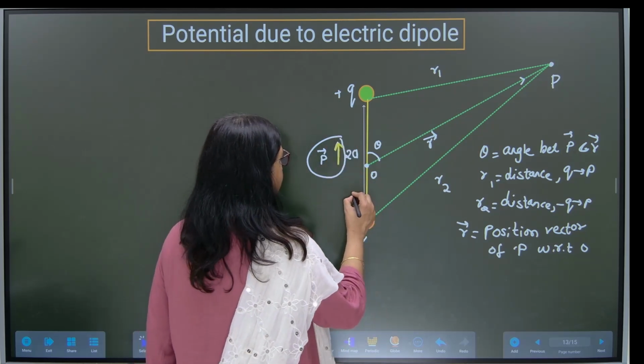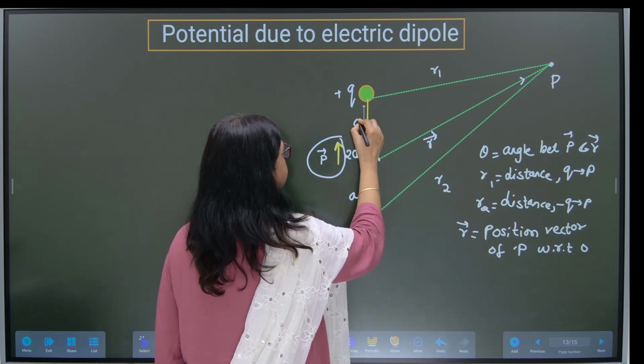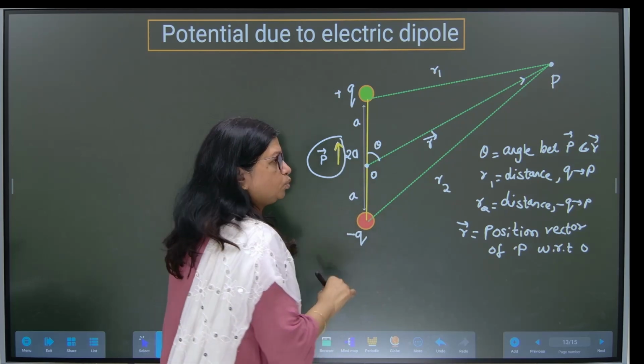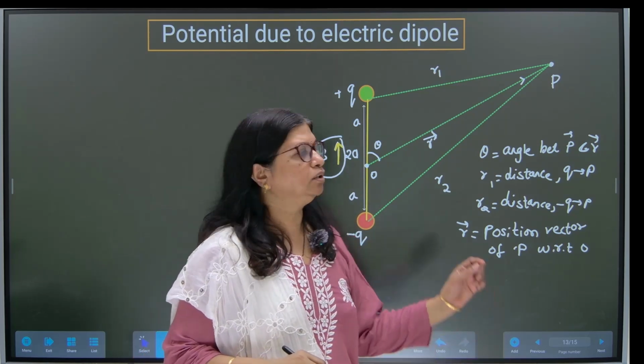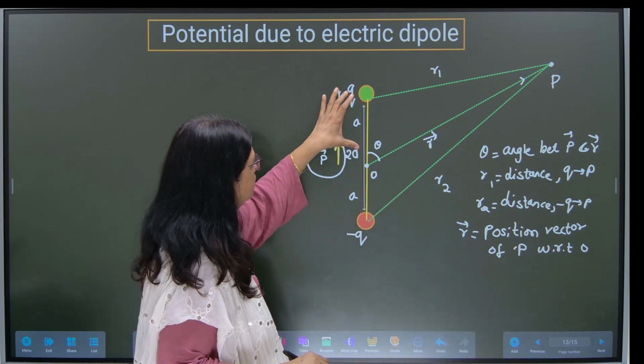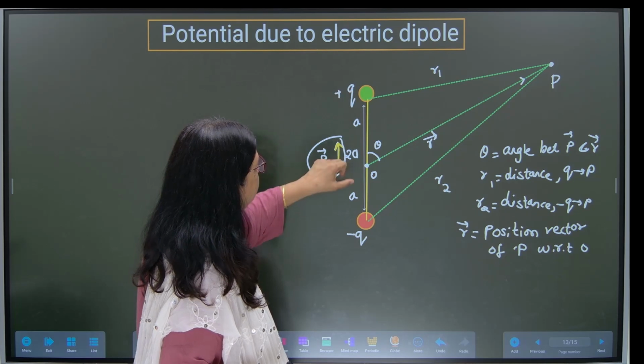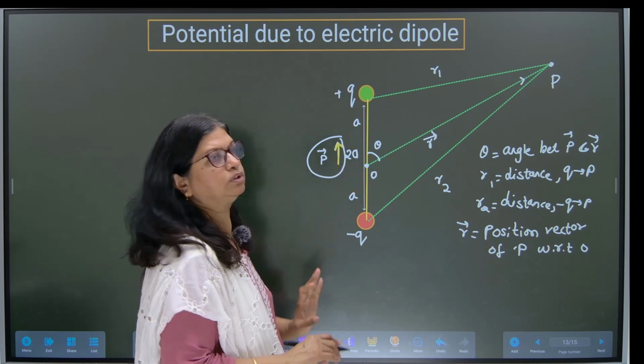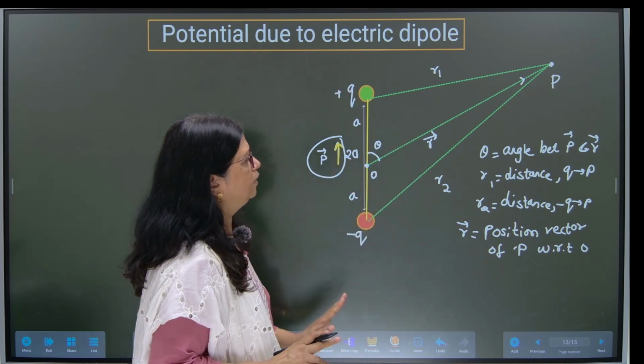Here also it is A because the distance between these two charges is 2A, and if O is the center, the upper part O to Q is A and O to negative Q is also A. So this is the diagram which we have taken.